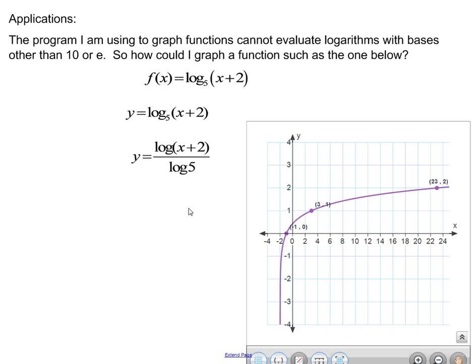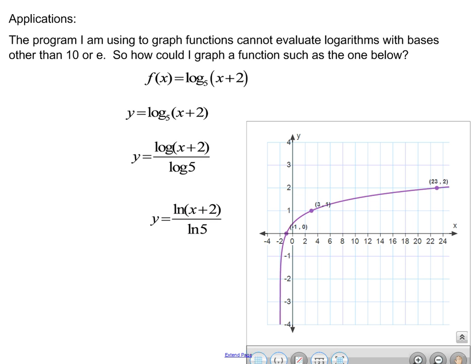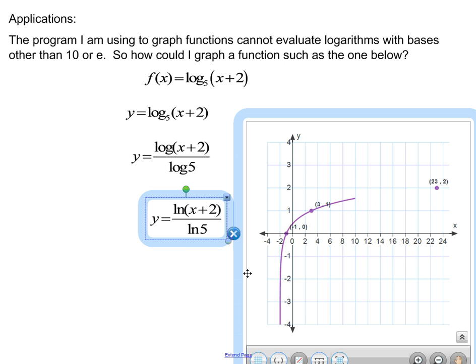Now, it didn't matter that I used the common logarithm. I could have just as well used a graph with the natural logarithm. Now, just to show you, y equals, and I'll write it as a fraction again, the natural logarithm of the quantity x plus 2 divided by the natural logarithm of 5. And of course I have to be very careful when I'm graphing this because I want to make sure that everything matches. So this will show it in orange, but there it is. It's exactly the same graph as the one above.